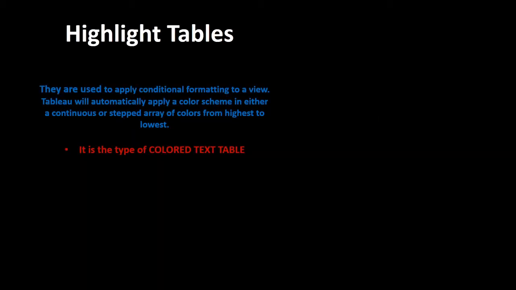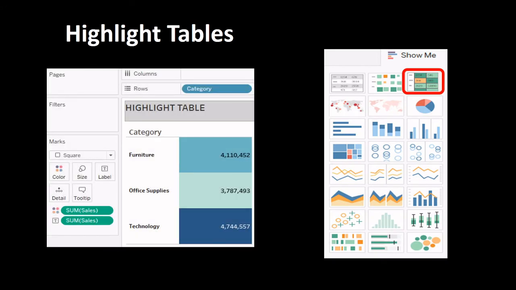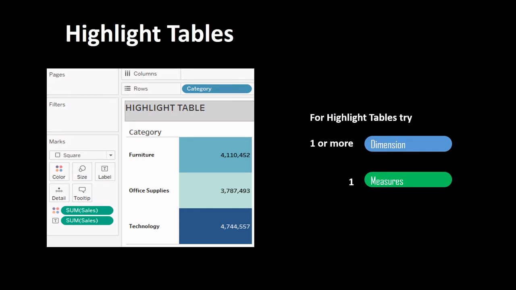Further, we have highlight tables in Tableau. They are used to apply conditional formatting over any view. Tableau will automatically apply a color scheme for the table in the form of continuous color. As you can see, highlight tables are just like text tables but are colored in nature. For highlight tables, we need to have one or more dimensions and only one measure.